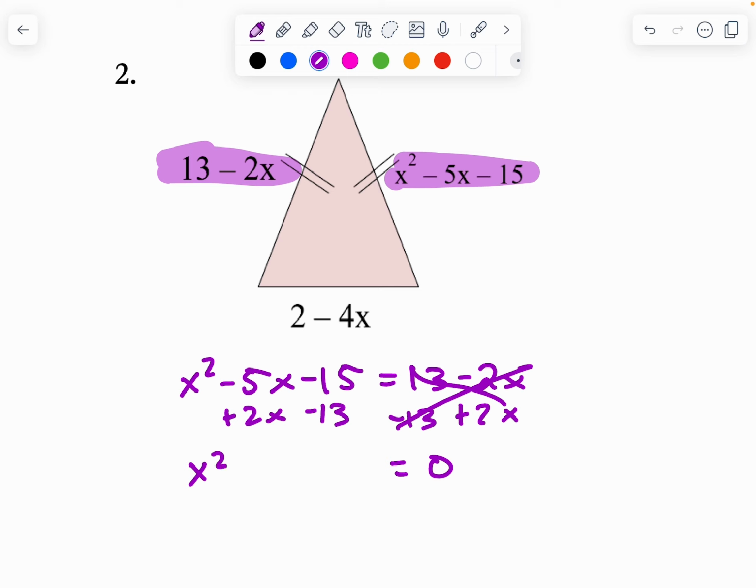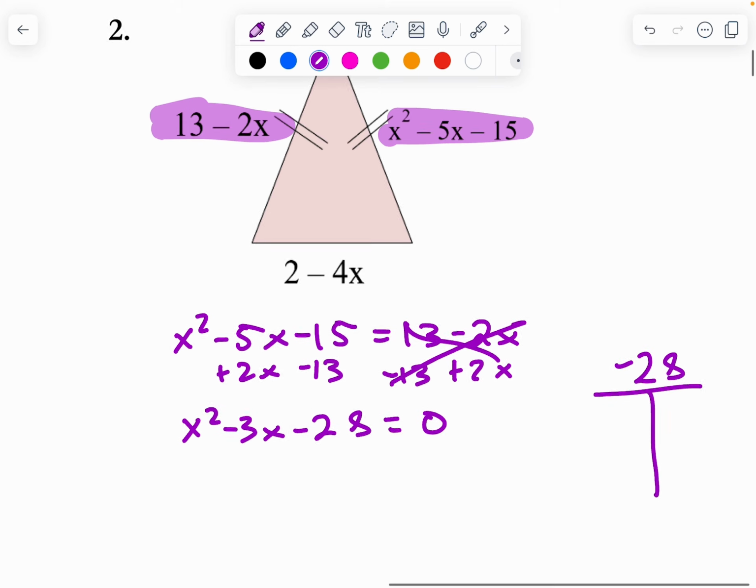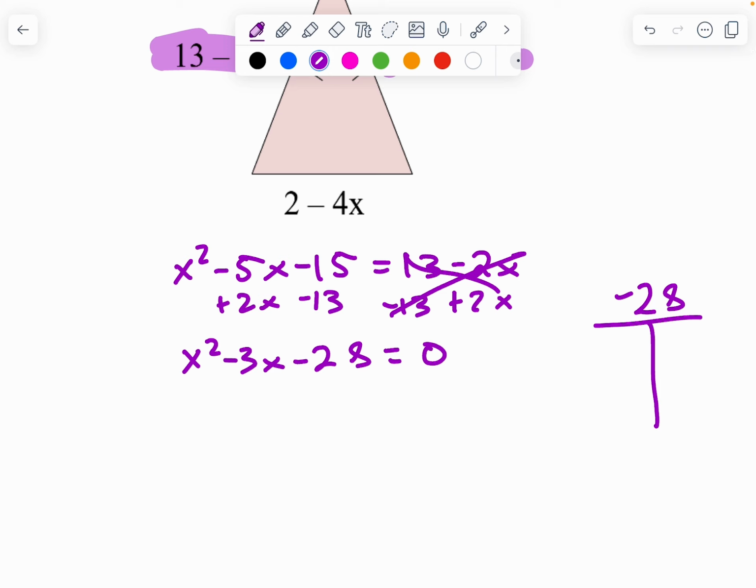And if you guys are still having issues with quadratics, I did explain why this whole thing works in the previous video. So it was my last video right before this one for our class. So we have x squared minus 3x minus 28 is equal to 0. So now you guys can use your x method. I like to use my table, right? So negative 28. And we start finding things that multiply to negative 28 and add up to negative 3.